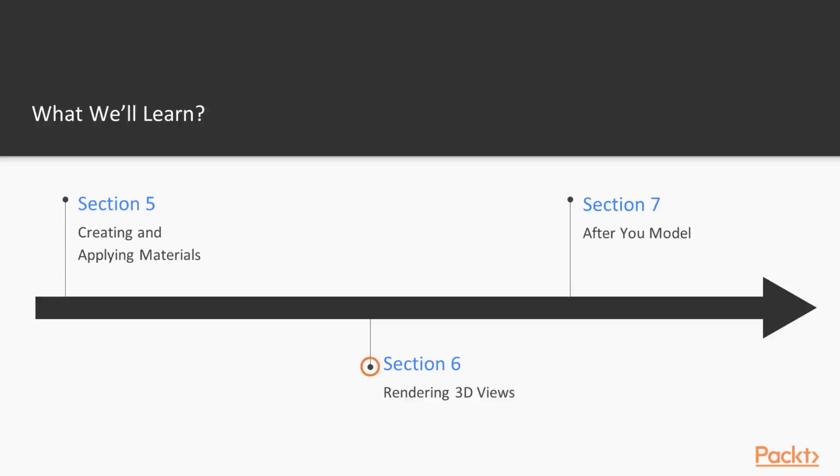In section 6, we'll be talking about rendering 3D views. We'll also be talking about how to light the model. So incorporating can lighting, studio lighting, that sort of stuff, and then setting up a 3D view and then ultimately rendering that to get a production quality rendering out of your model.